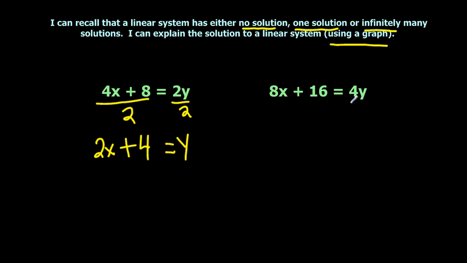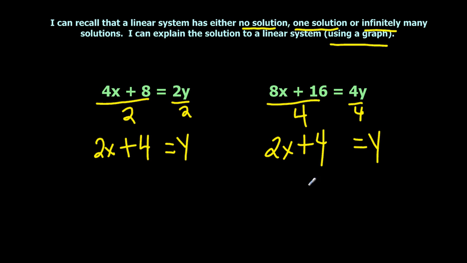And I'm going to do the same thing over here. I'm going to get rid of this 4. And by doing this, it just simplifies it a bit. I get 8x divided by 4 gives me 2x, and 16 divided by 4 gives me 4. Oh my, look at what I've just found. I have found that actually these two equations can be simplified to exactly the same equation.